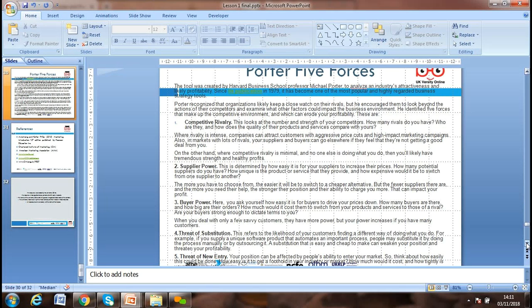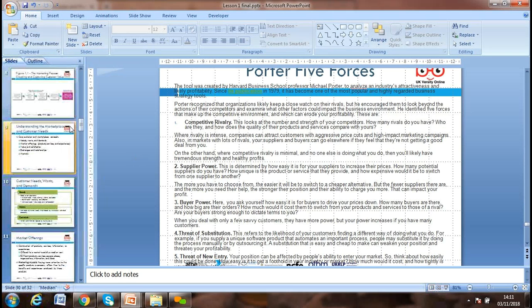So according to Michael Porter, when you are making decisions and doing a market audit, you have to look at all these Porter's Five Forces as well. So, any questions? Today's lesson is what we covered up to now.